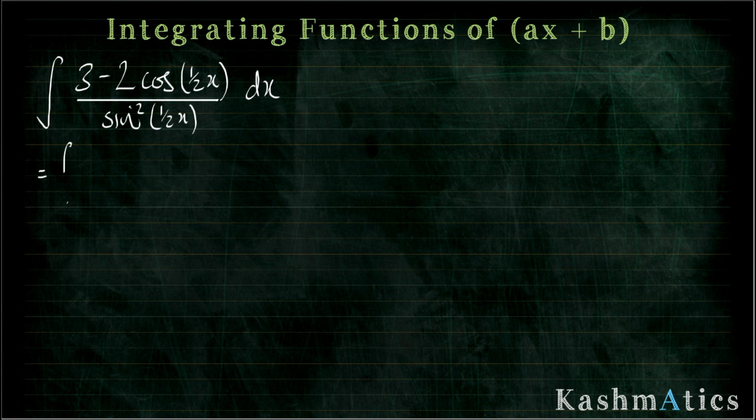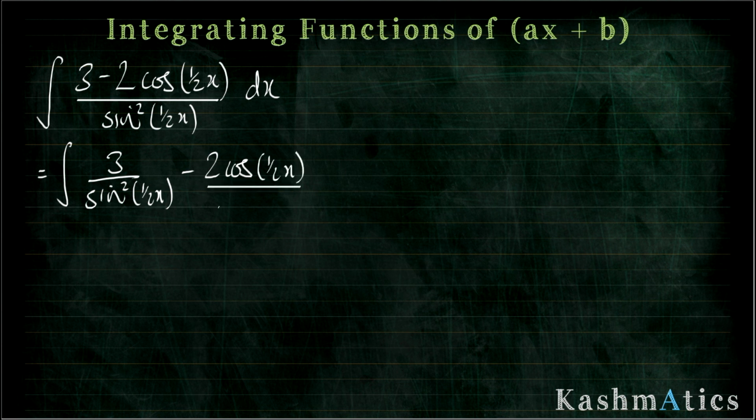Okay, so this becomes 3 over sine squared half x, take away 2 cos a half x divided by sine squared a half x dx.